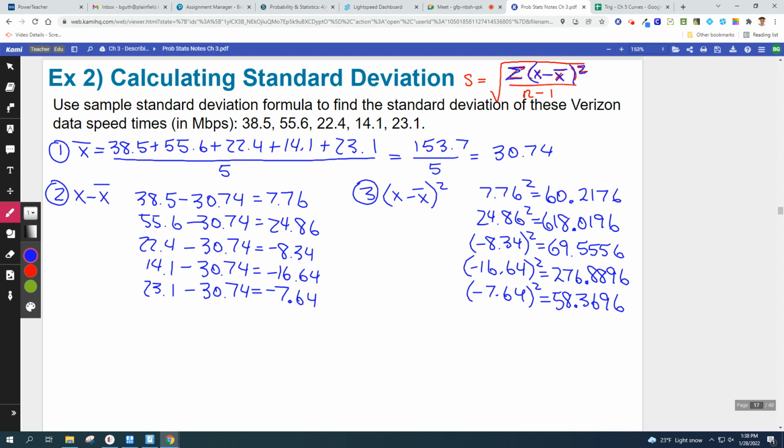We've got to do the sigma next. Not going to divide yet. We've got to do the sigma next. Sigma, of course, means sum. So we're going to add those numbers together.